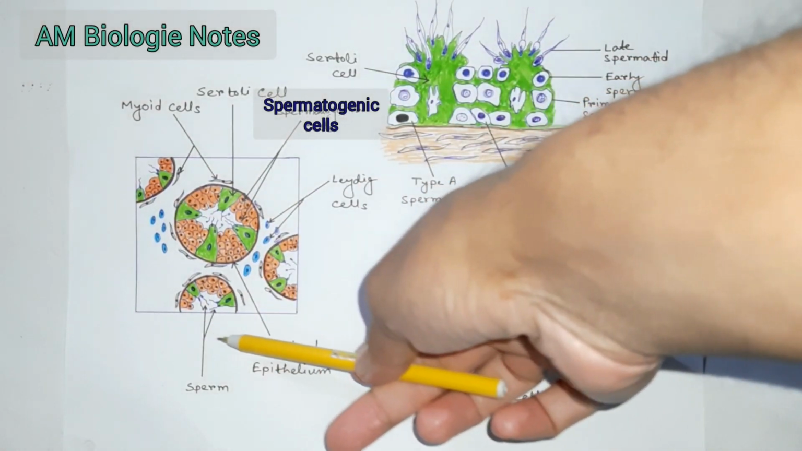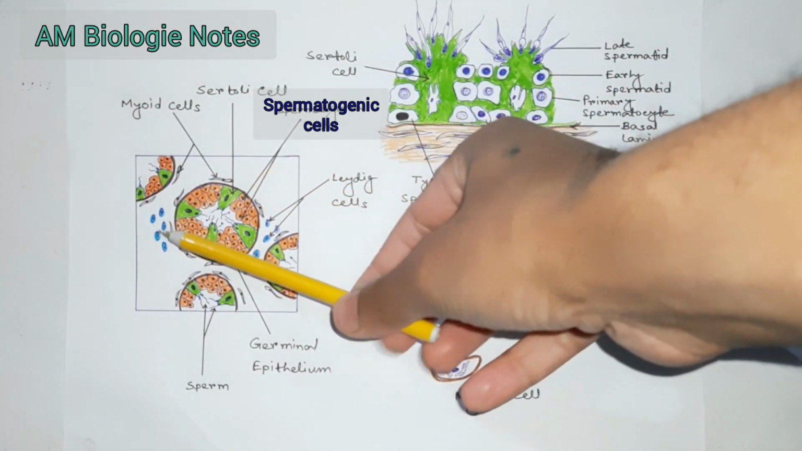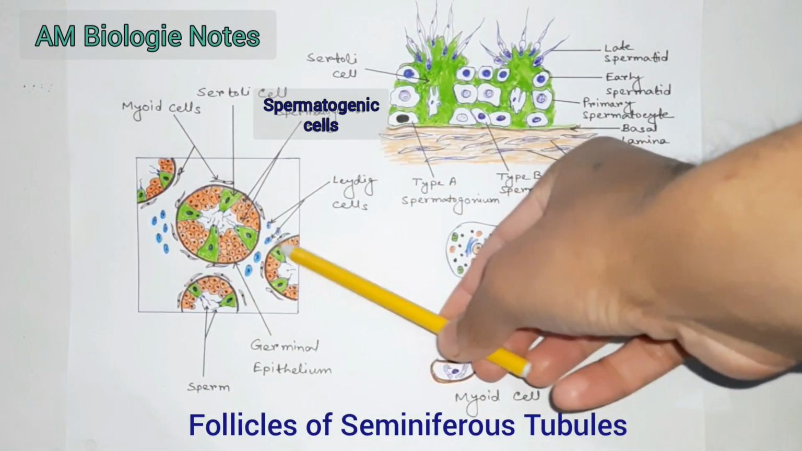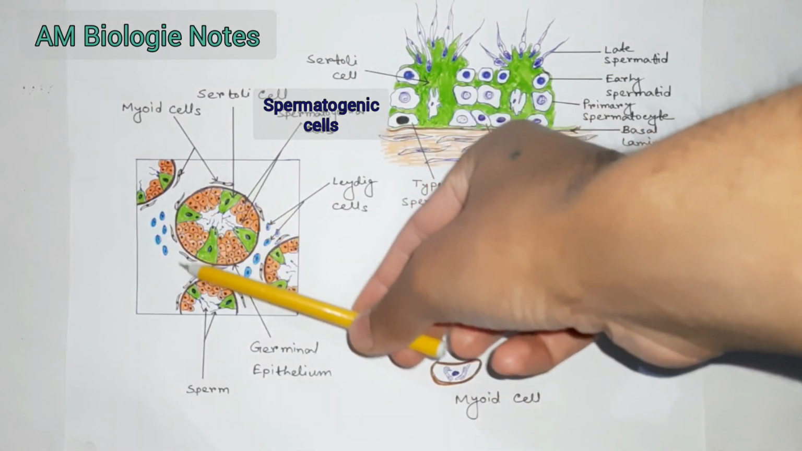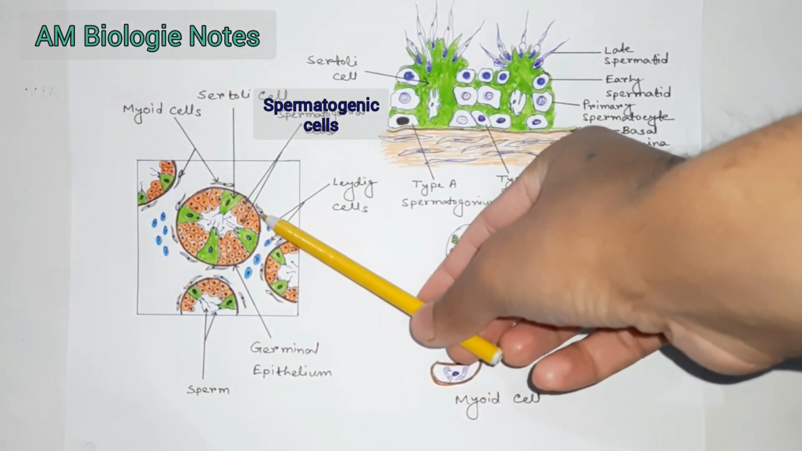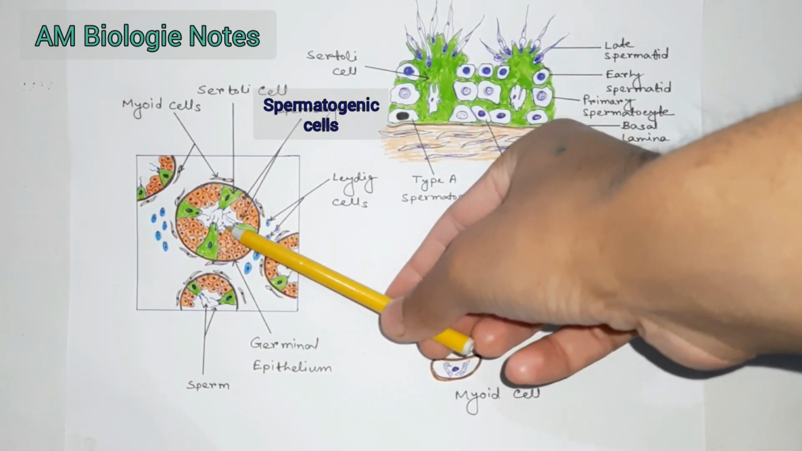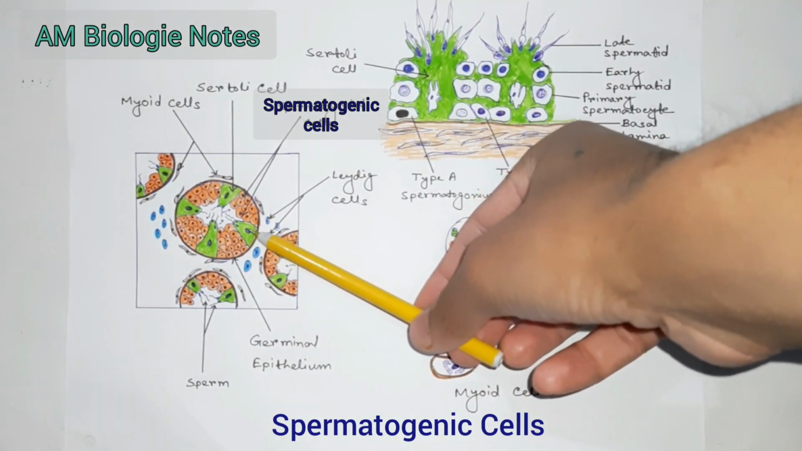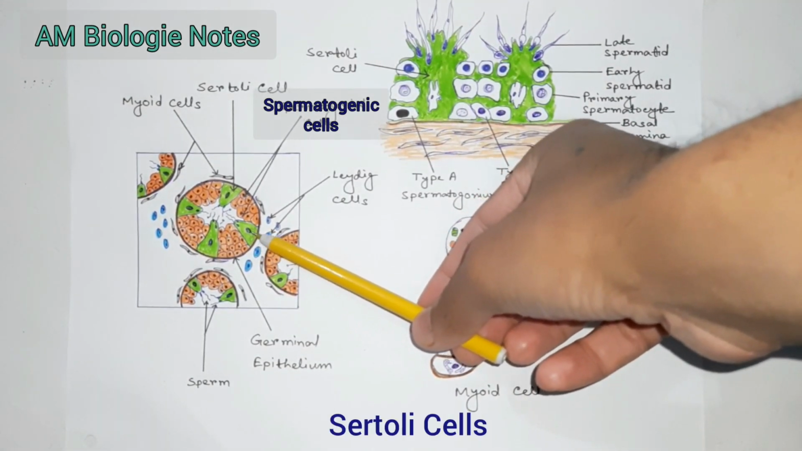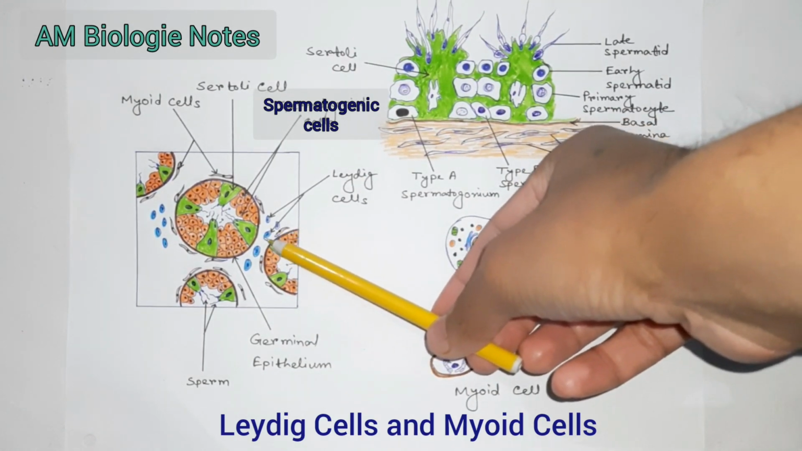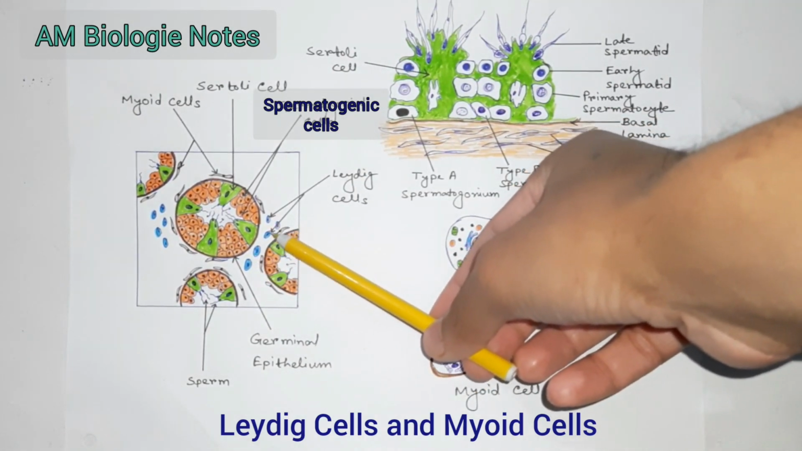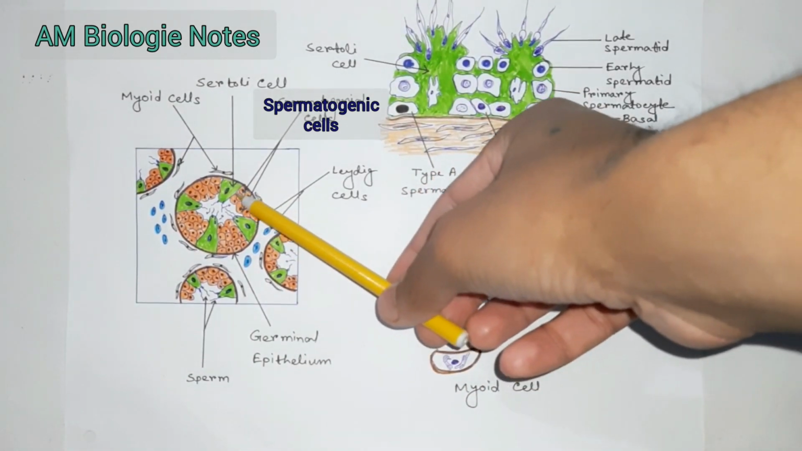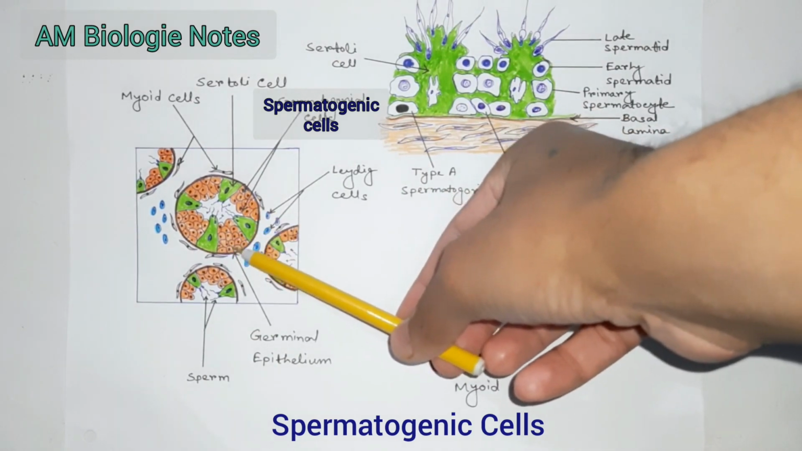This is a transverse section of normal human testes showing the histological details. These are the follicles of seminiferous tubules. Histological study shows that from the basement membrane of the seminiferous tubule to the lumen, there are spermatogenic cells. In between the spermatogenic cells, there are Sertoli cells. In between the seminiferous tubules, there are interstitial cells or Leydig cells and myoid cells. These are the spermatogenic cells.